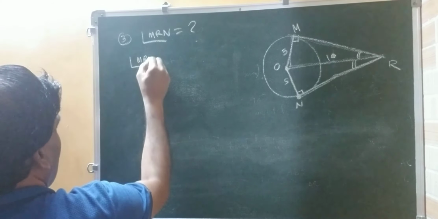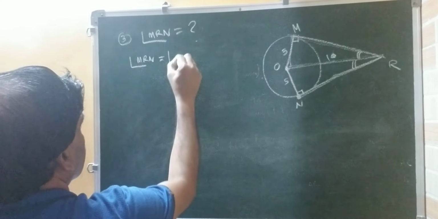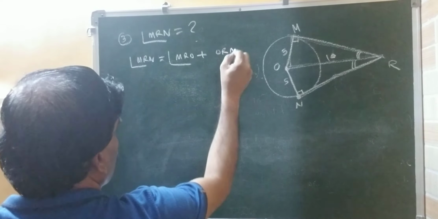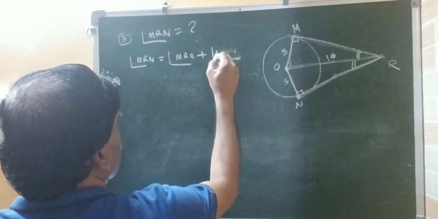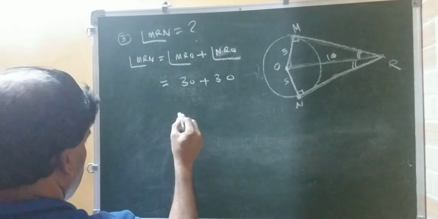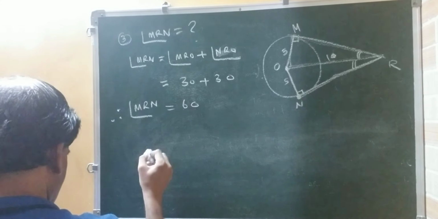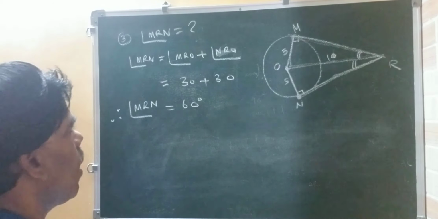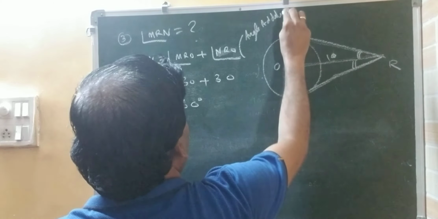Angle MRN equal to, by the additive theorem, MRO plus ORN, whatever it is. So what is the angle we got? 30 plus 30. So it equals 60. Therefore, angle MRN equal to 60 degree. It is the angle addition theorem. What is that called? Angle addition theorem.